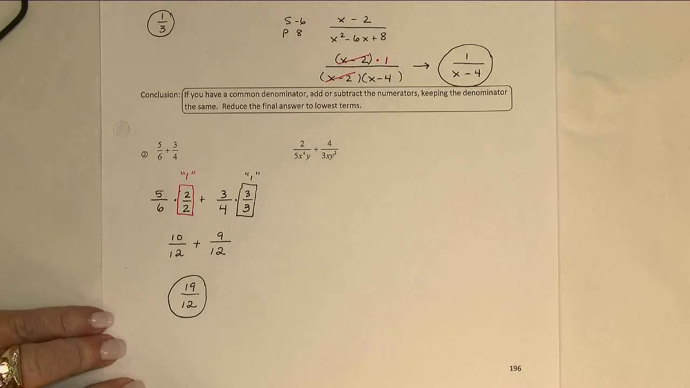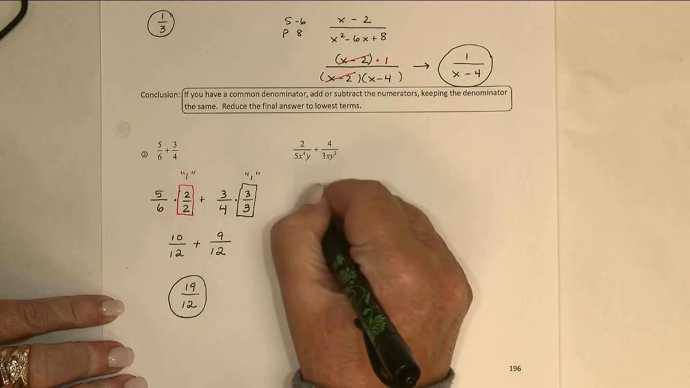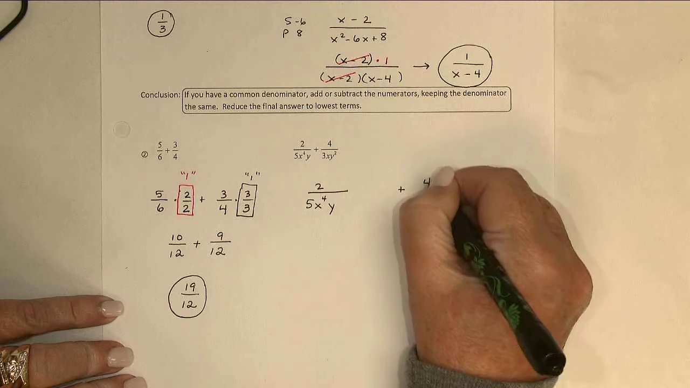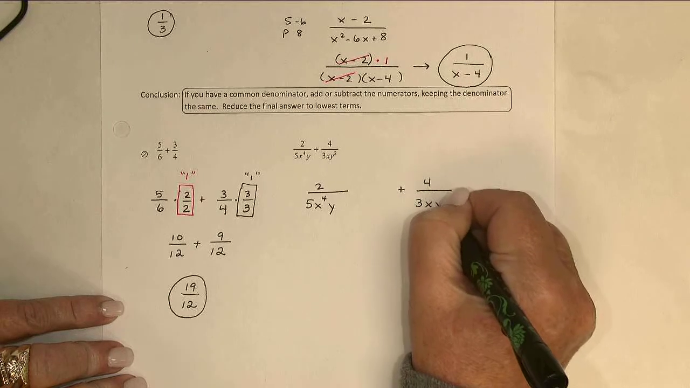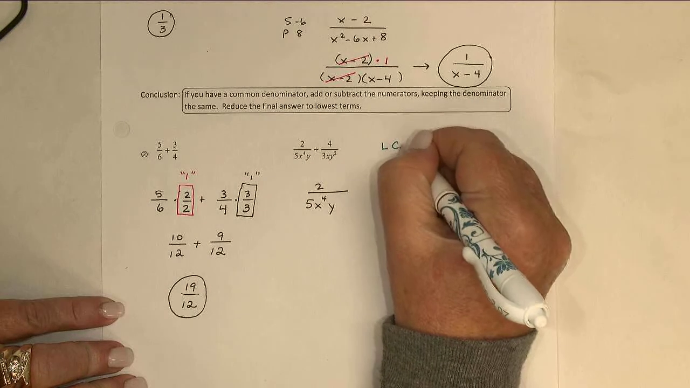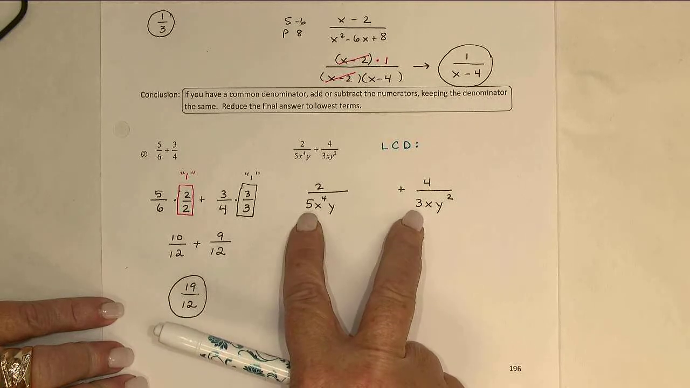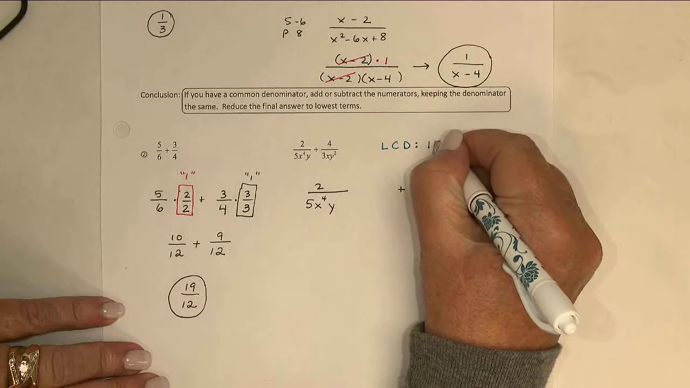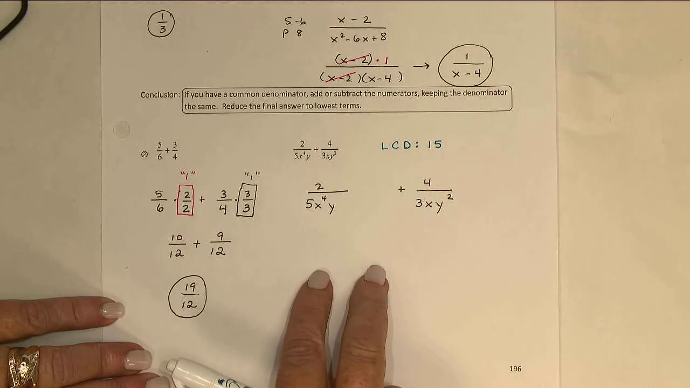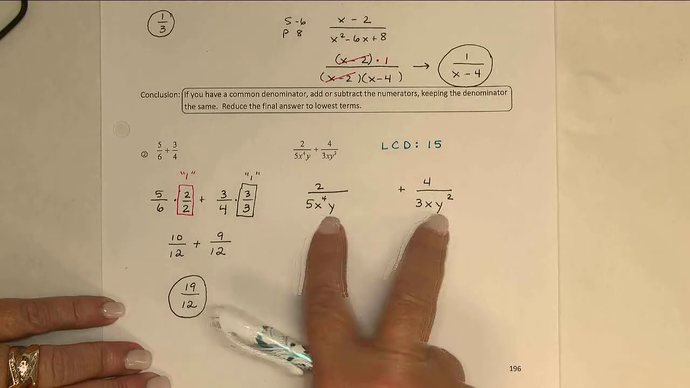Let's try this now with an algebraic fraction. My first fraction that I'm trying to add is 2 over 5x to the 4th y. And I'm adding 4 over 3xy squared. Let's begin by identifying the common denominator that we're going to go for. The 5 and the 3 would have a common denominator of 15. And then with the variables, I'll simply use the highest power of each one. So x would be to the 4th power, y to the 2nd.